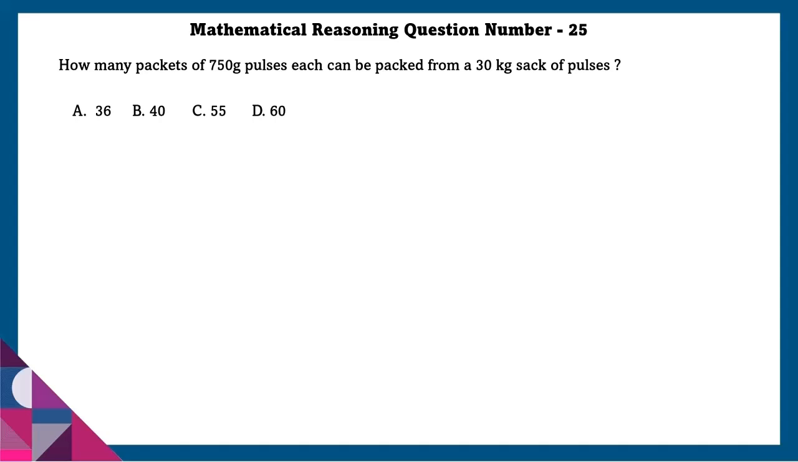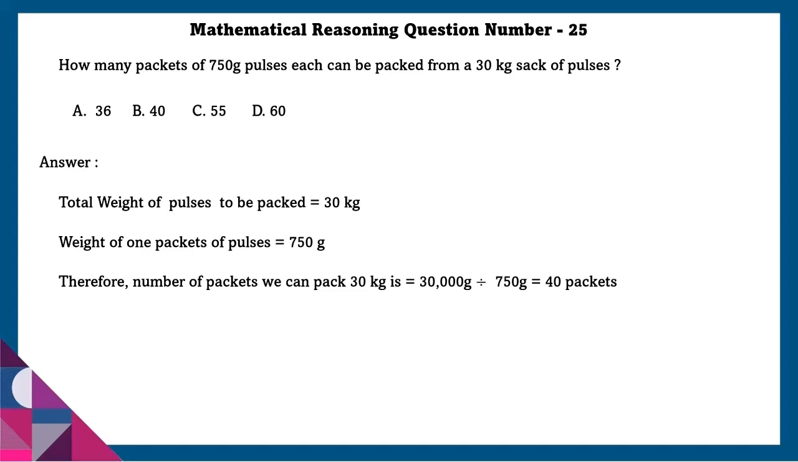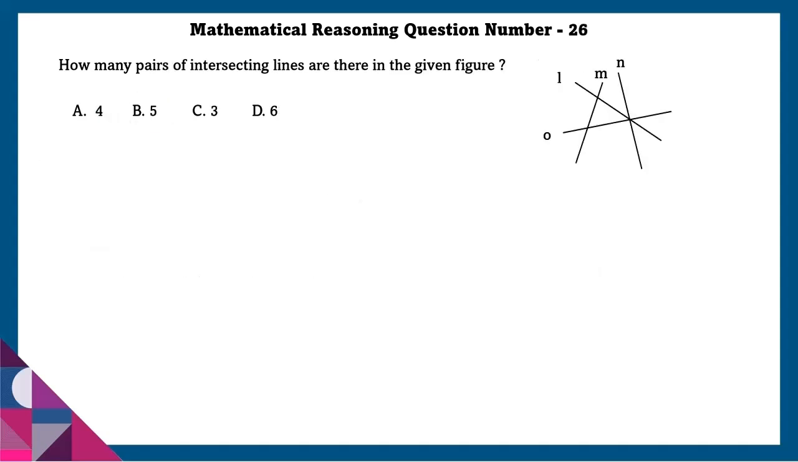Mathematical reasoning question number 25. How many packets of 750 grams pulses each can be packed from 30 kg sacks of pulses? Total weight of pulses to be packed is equal to 30 kgs. Weight of one packet of pulses is equal to 750 grams. So therefore, number of packets we can pack in 30 kg is equal to 40 packets.